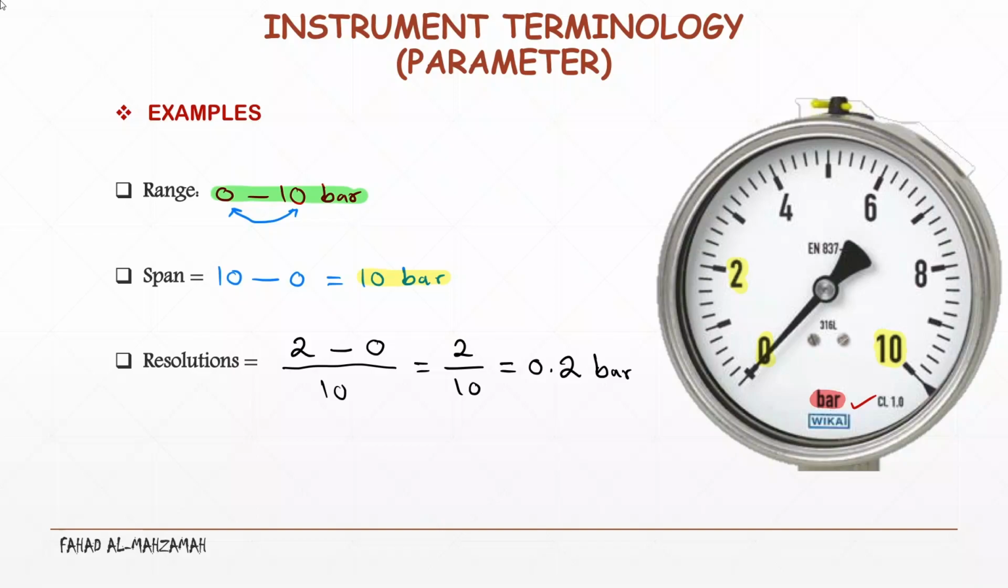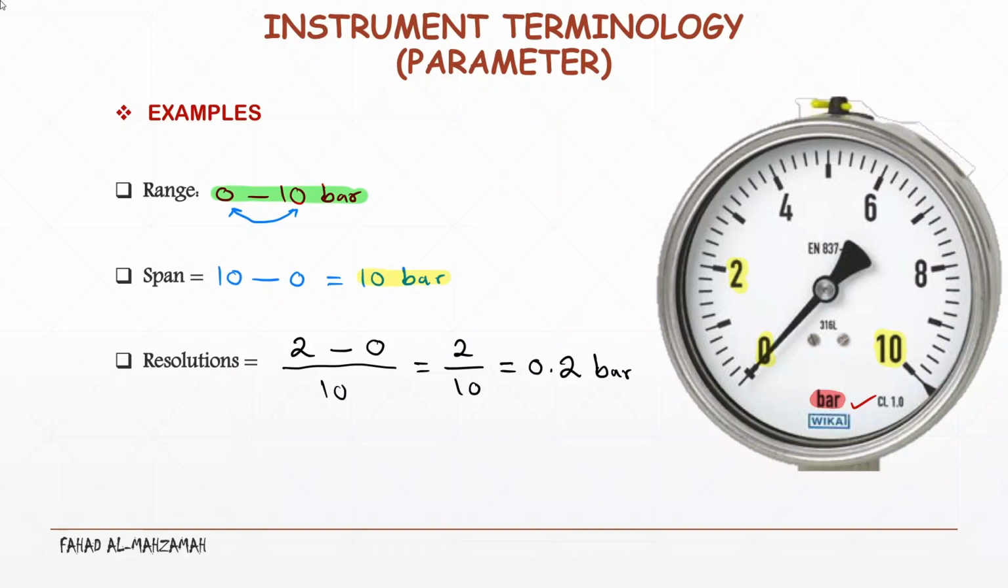Now, how to check that your answer is correct or not? You just add 0.2 for each division and go from 0 to the second value, which is 2. If you reach 2 by adding 0.2 for each division, it means that your answer is correct. So let's try. So here, 0.2, 0.4, 0.6, 0.8, this is 1, 1.2, 1.4, 1.6, 1.8, 2. So your answer is correct.